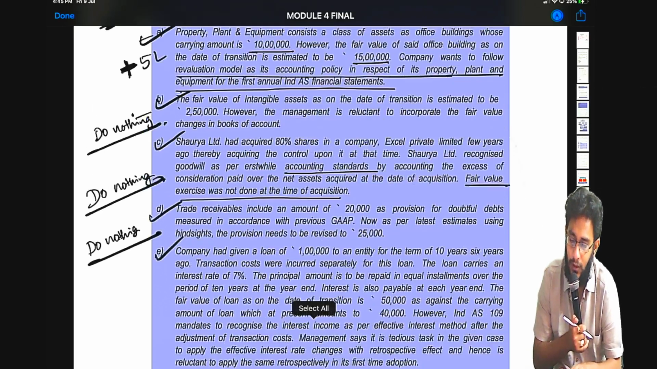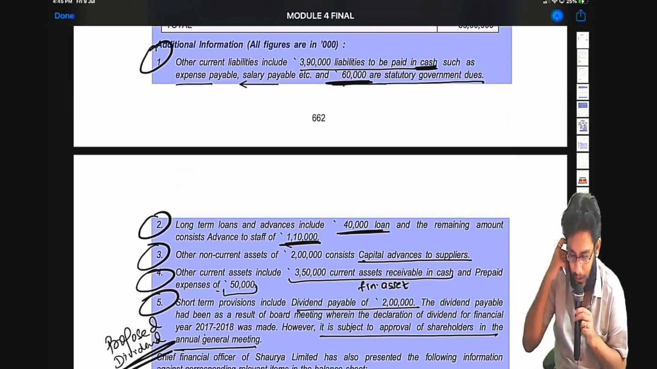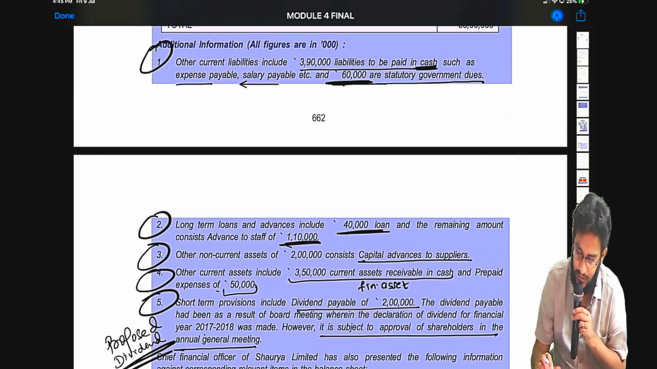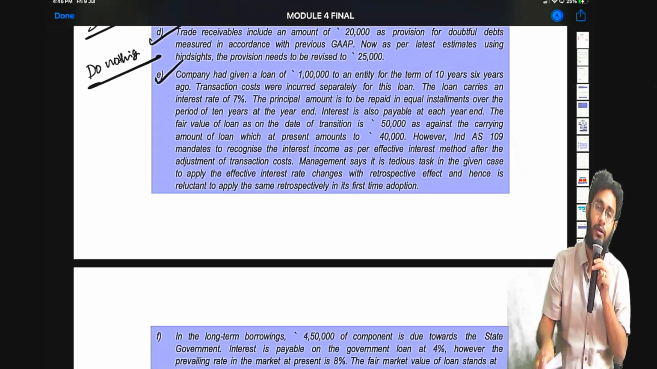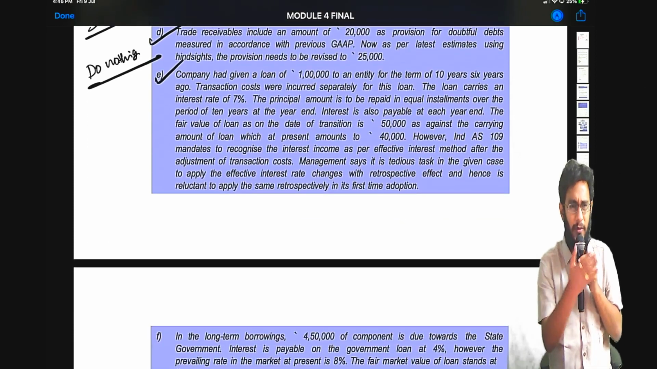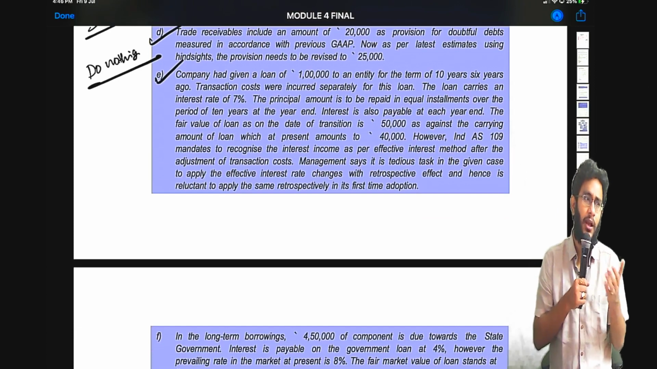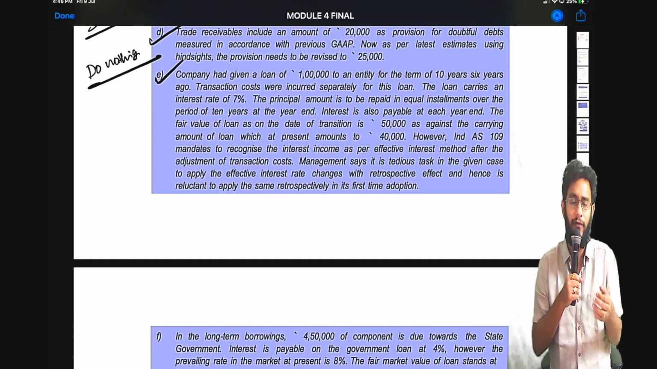That 40,000 only, earlier he was referring to in the second point above: long-term loans and advances include 40,000 rupees loan. 40,000 is this 40,000 only. How did it become 40,000? I gave a loan of 1 lakh, a long-term loan, to somebody. In that, 10,000, 10,000, 10,000, we recovered for 6 installments. The remaining 4 are yet to come in future, 40,000.